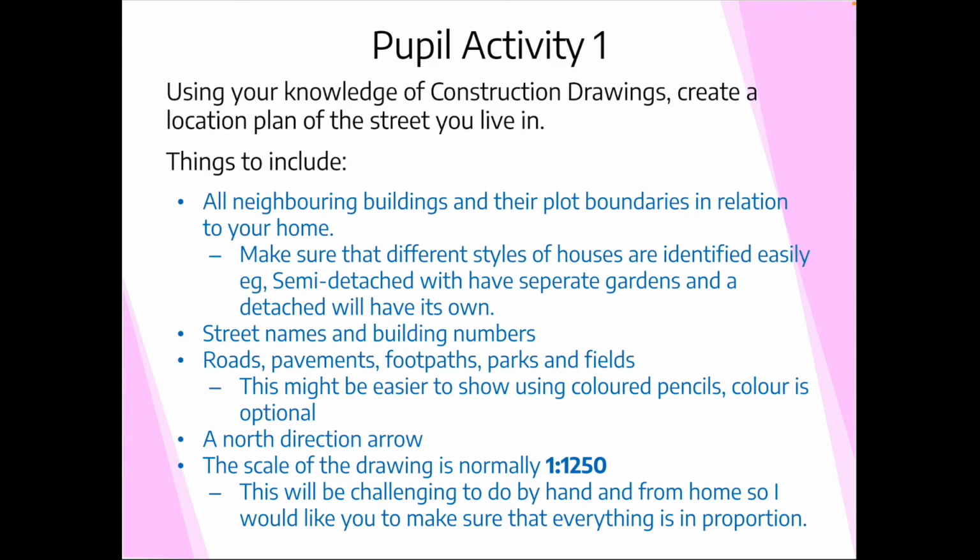One of the main things that you should have in your location plan is a north direction arrow, which is an arrow pointing in the direction of north, enclosed in a circle. Now, when we're completing a location plan, we would normally have it as a scale of 1 to 1,250, but obviously that's going to be a little more challenging for you, and I don't think your neighbours would really like it if you were measuring their back garden or the size of their house, etc. So what we'll do is we'll just try and make sure that everything is in proportion.